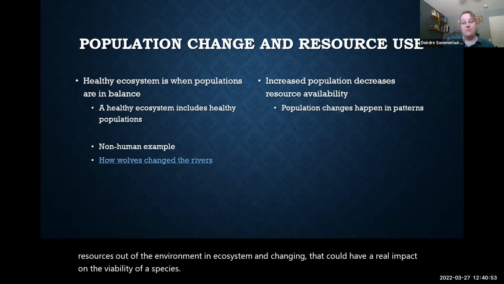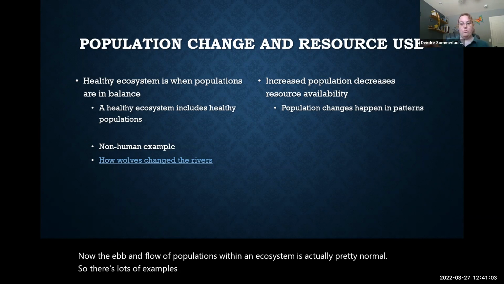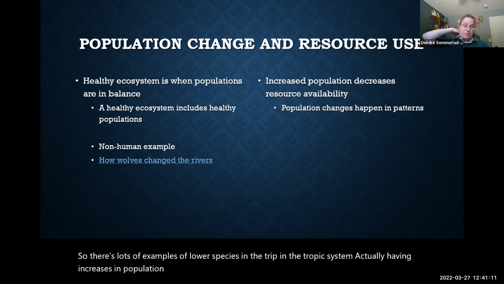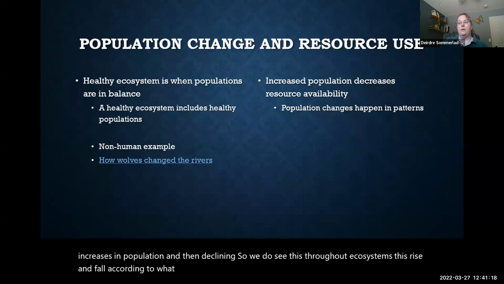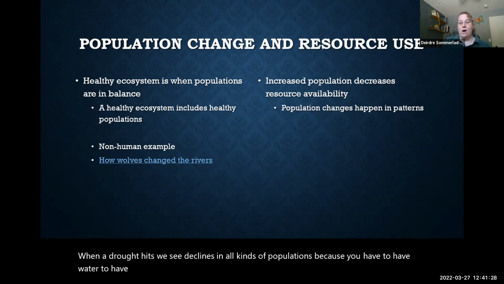Now, the ebb and flow of populations within an ecosystem is actually pretty normal. So there's lots of examples of lower species in the trophic system actually having increases in population and then declining. So we do see this throughout ecosystems, this rise and fall according to what is and is not available. When a drought hits, we see declines in all kinds of populations because you have to have water to have life. No water, no life.